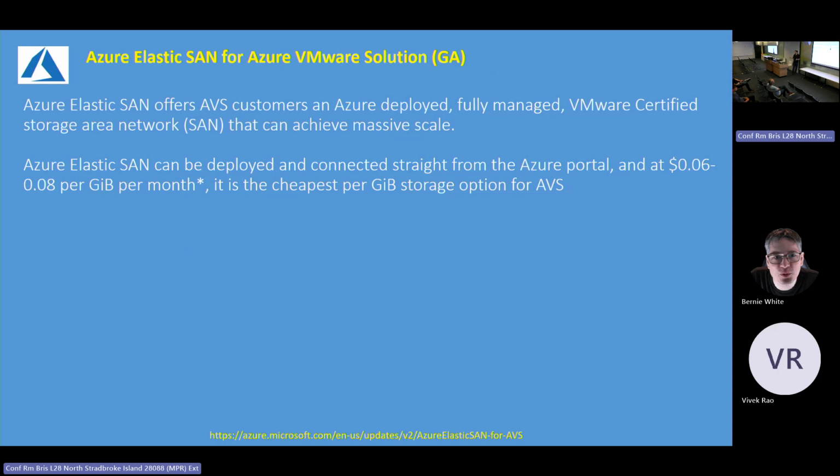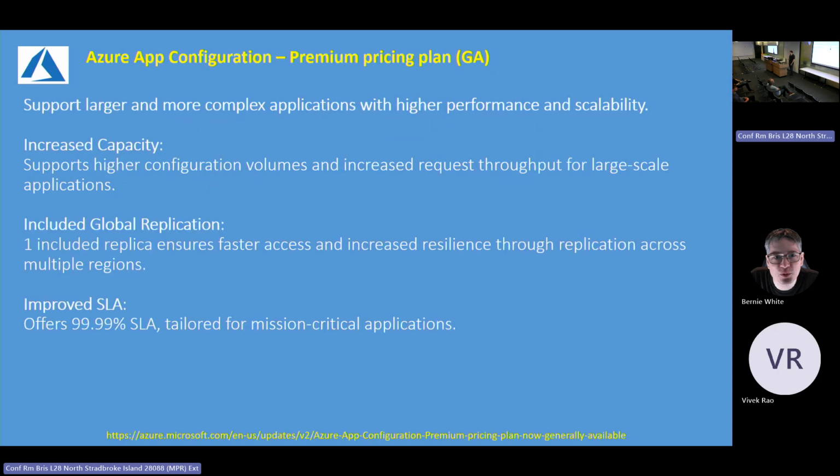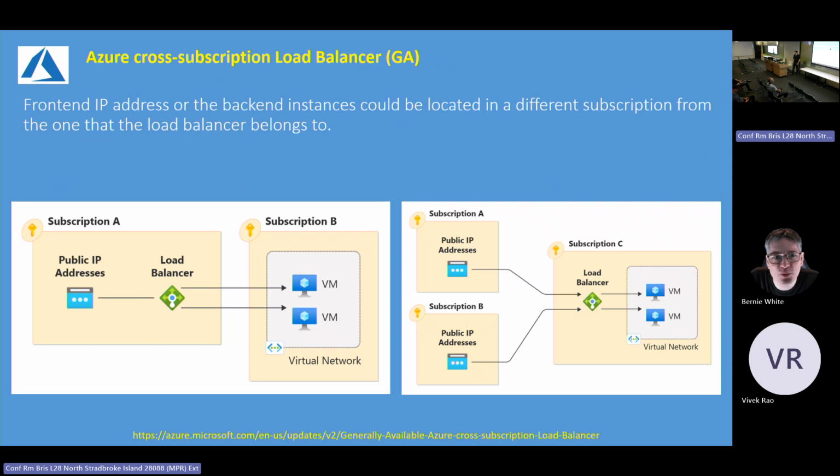So just fully managed Elastic SAN. We got the Azure App Configuration Premium pricing plan. Sorry, that's a big mouthful. I'm stumbling over these words. So it's just like a higher, larger scale tier that allows you to have improved SLA, global replication, higher capacity, it does more, it's better. Azure cross-subscription load balancer has gone GA.